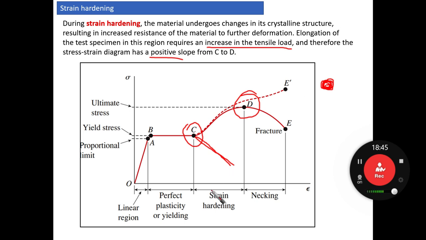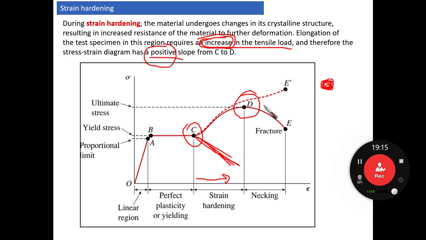The elongation, there is still some elongation, but the point is that the elongation of the specimen in this region does not require an increase in the tensile load. Otherwise, it should be a decrease in the tensile load, so it would give us a negative slope here, and therefore the stress-strain diagram will have a negative slope from C to D. Okay, so now we understand well what is the meaning of strain hardening.